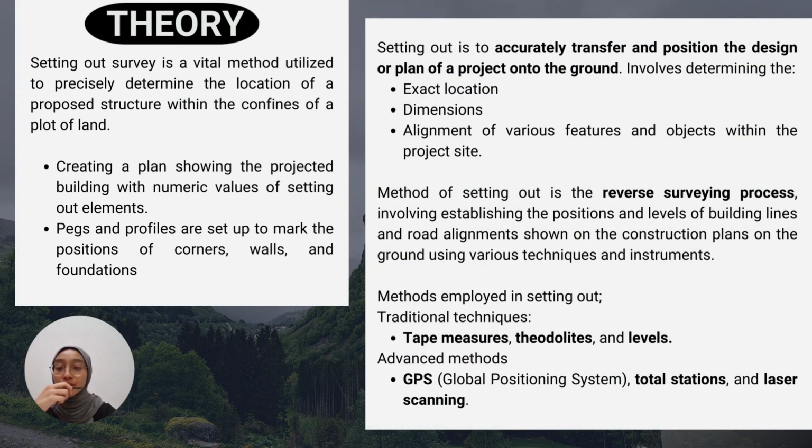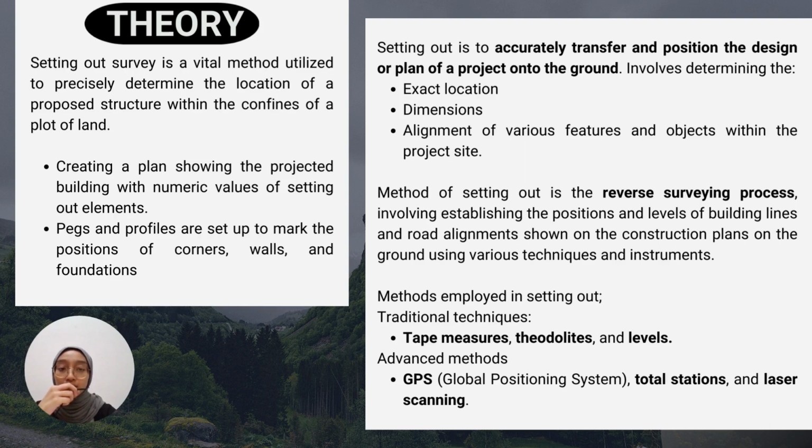For the theory, I'm going to cover the objective and function of setting out, methods in setting out, and the importance of setting out. Setting out survey is a vital method utilized to precisely determine the location of a proposed structure within the confines of a plot of land. This involves creating a plan or drawing showing the projected building along with numeric values of setting out elements. Pegs and profiles are then set up to mark the positions of corners, walls, and foundations with separate measurement for individual features such as walls, windows, and doors.